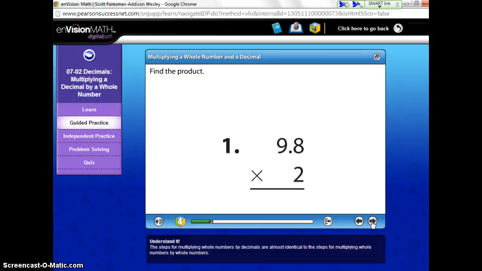2 times 8? 16. 2 times 9? 18. Plus one more? 19. Okay, now, how many times did this move to the right? 1. So down in our answer, we're going to move it 1. Please make sure that your decimal is nice and big and fat and dark today so that we can see it. So your answer is 19.6. Will? Do we need to do like the little... Nope, you do not. Not today.